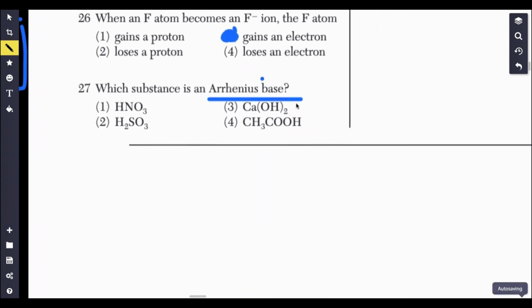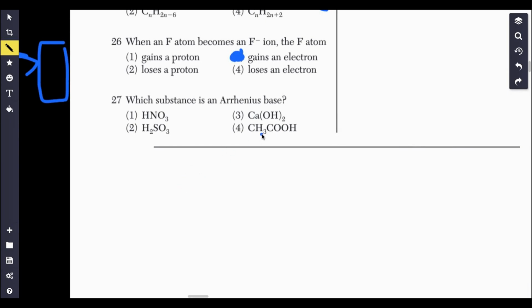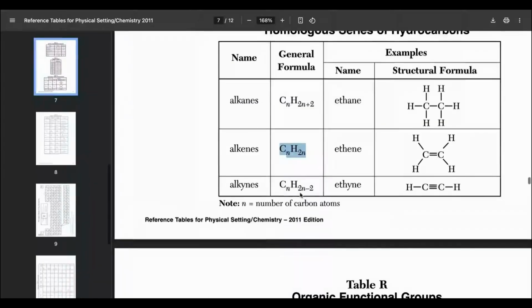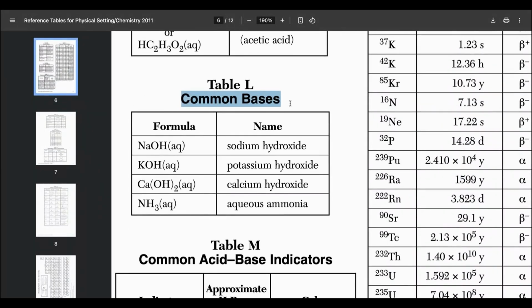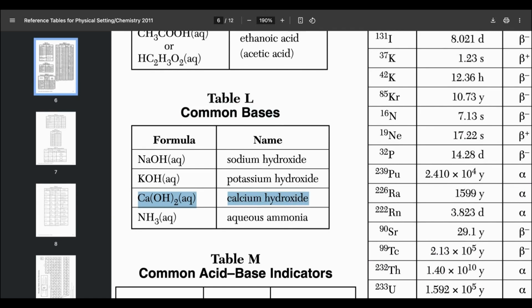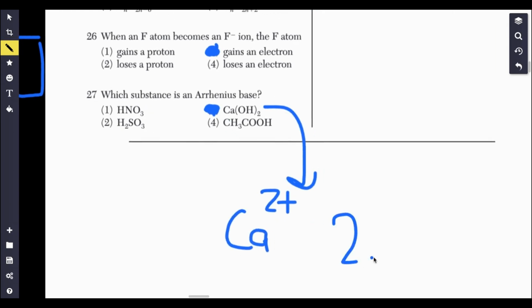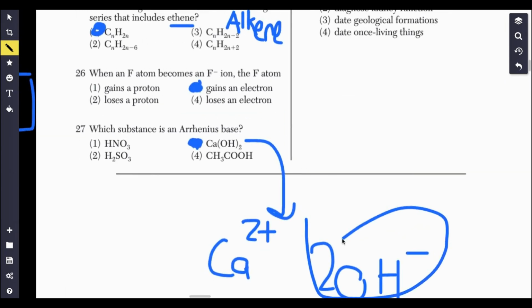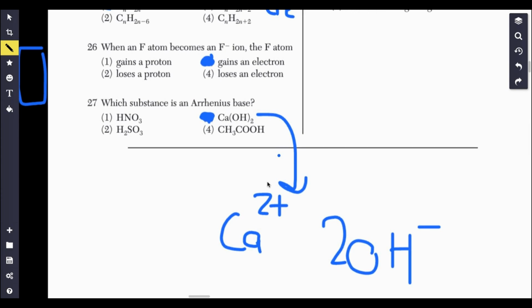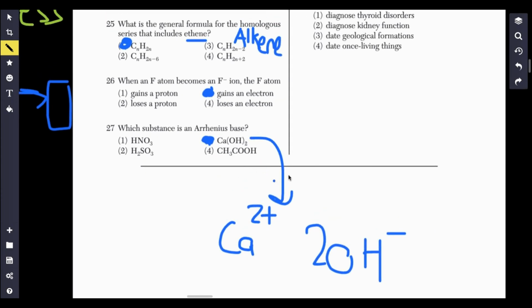What substance is an Arrhenius base? Remember that Arrhenius bases, when you dissolve them in water, release hydroxide ions. So once again, if you do not know this, a common base is calcium hydroxide. When you dissolve this in water, it's going to have the calcium ion and also 2 hydroxide ions. That releases hydroxide ions, which means it's an Arrhenius base. Remember, an Arrhenius acid releases H+ ions, but Arrhenius bases release hydroxide ions.